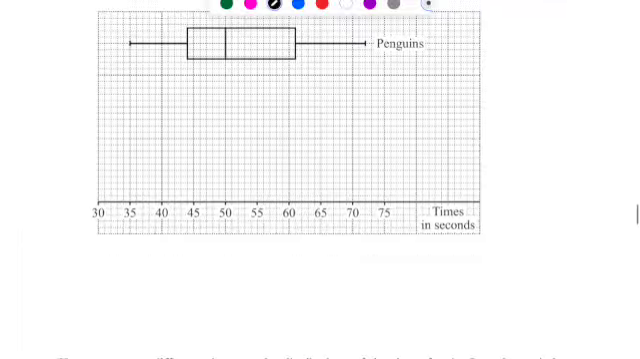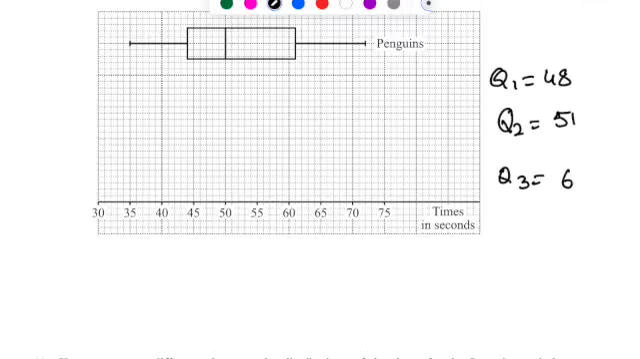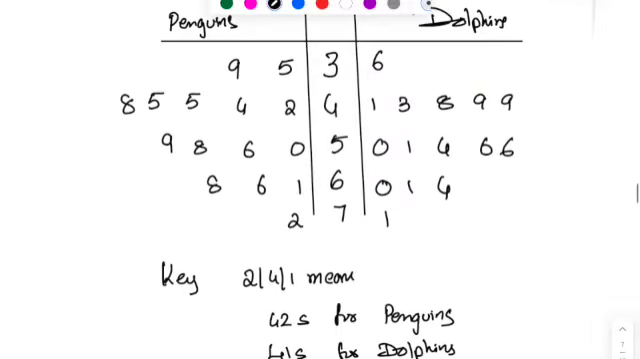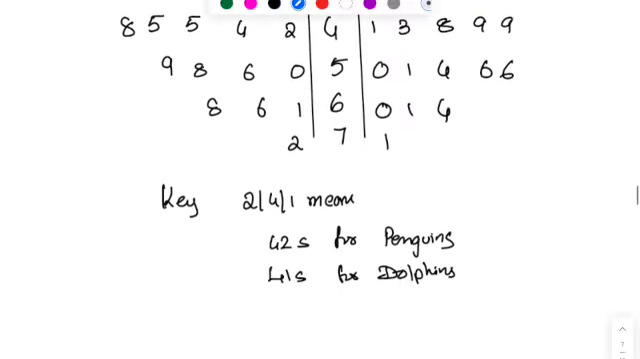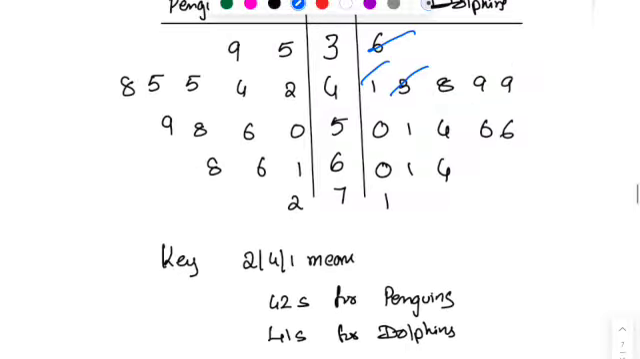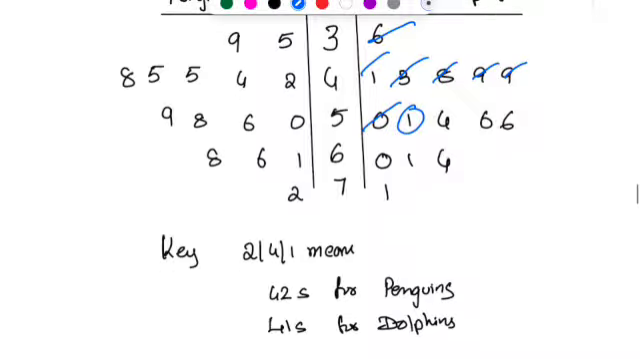For dolphins, we are going to calculate the Q2. As such, I have already calculated the Q2 is 51, Q1 is going to be 48, Q3 is going to be 60. How is that? So let's calculate over here. There are 15. So Q2 is going to be 15 plus 1 by 2, which is the 8th term. Which is the 8th term? 1, 2, 3, 4, 5, 6, 7, 8. So therefore, 51 is going to be Q2.